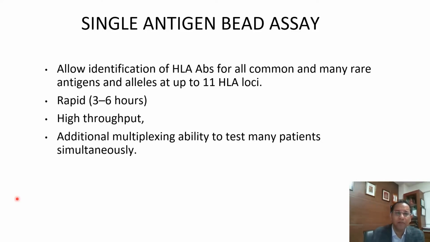So the single antigen bead assay allows identification of HLA antibodies for all common and many rare antigens and alleles up to 11 HLA loci. It is a very rapid test. The value comes in 3 to 6 hours. Very high throughput. You can have 96 tests at one go. Additional multiplexing ability to test many patients simultaneously.